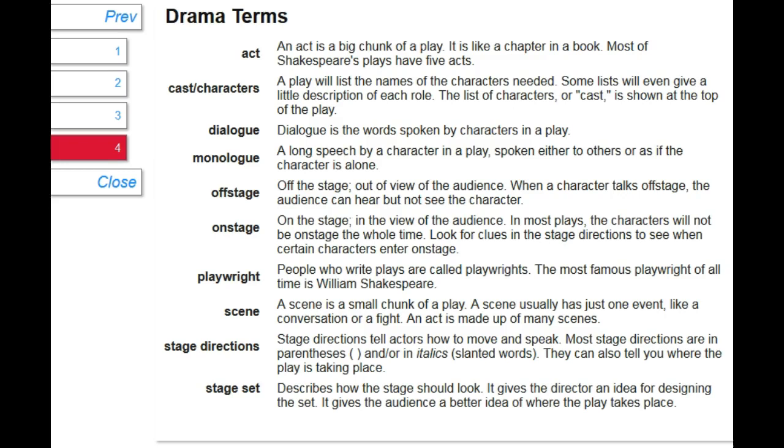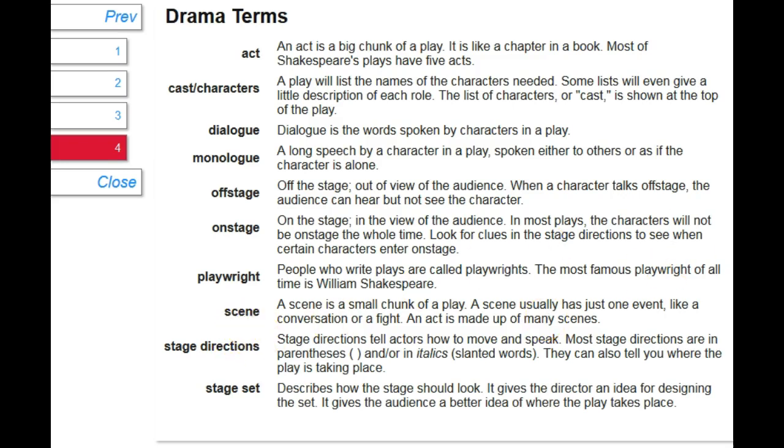On the stage means in the view of the audience. In most plays, the characters will not be on stage the whole time. Look for clues in the stage directions to see when certain characters enter on stage. People who write plays are called playwrights. The most famous playwright of all is William Shakespeare.